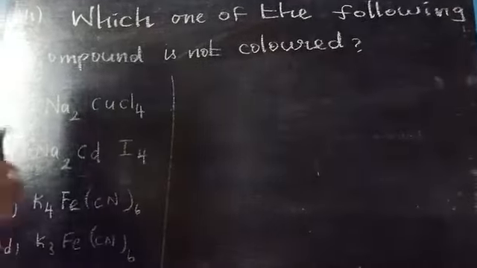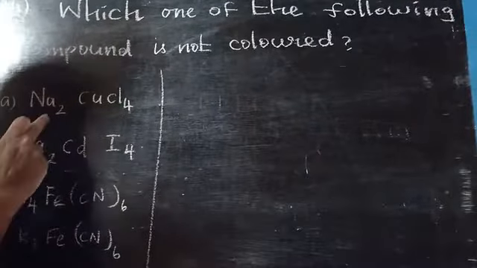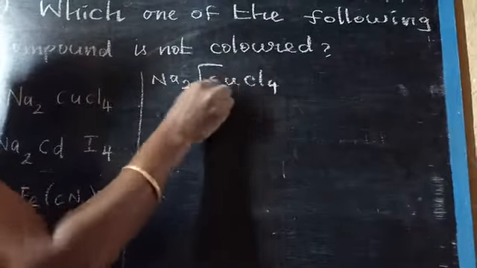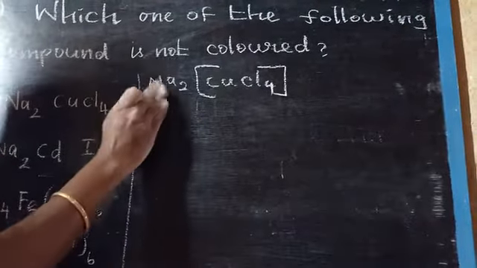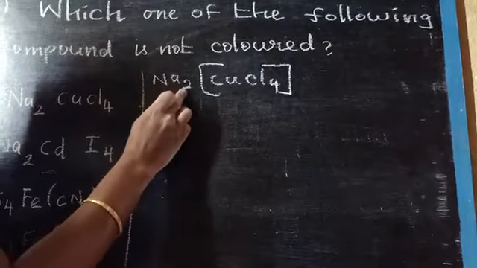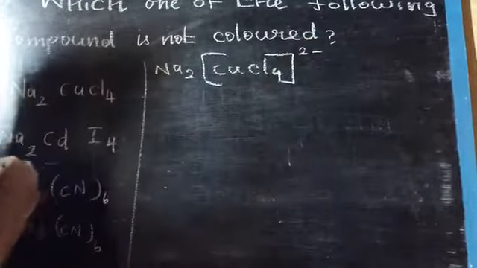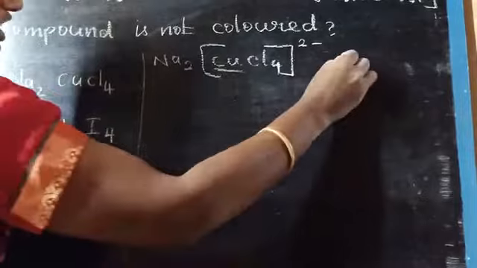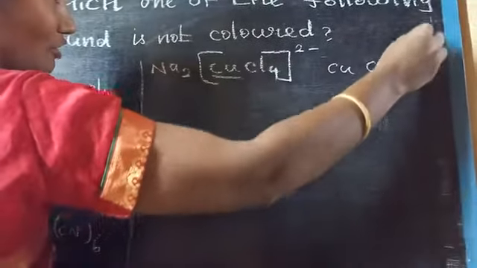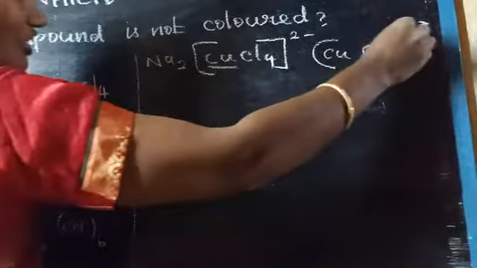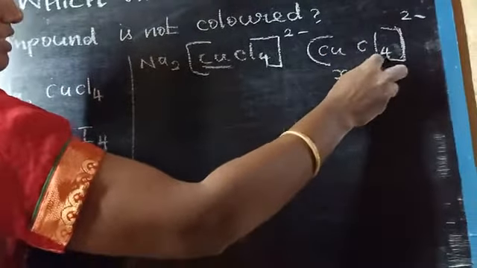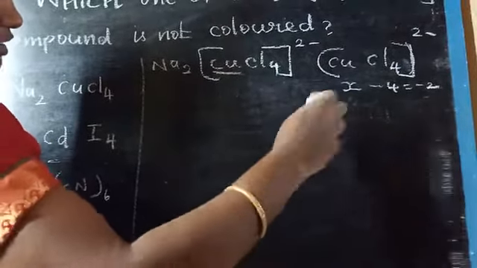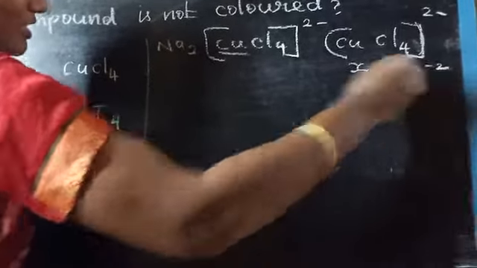So now take the first one, Na2CuCl4. So put the box. This one is the simple cation, this is the complex anion. Here Na2, so 2 plus, so this one is 2 minus. So now to find out the oxidation state, CuCl4 2 minus. Copper: X minus 4 equal to minus 2. So plus 4 minus 2, so plus 2. X is equal to plus 2.